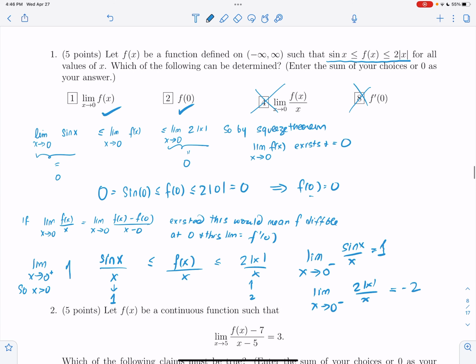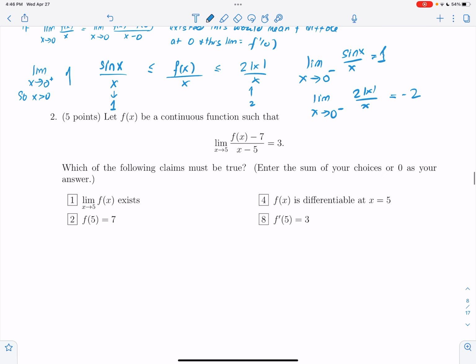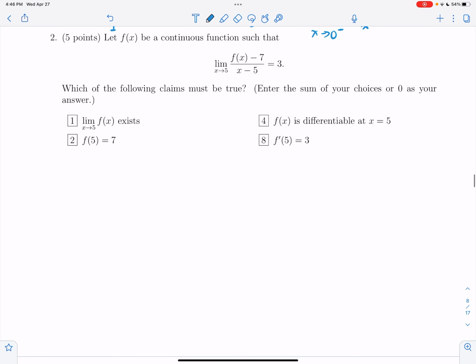Okay. All right, so let's look at this next problem. f is a function that's continuous, such that the limit as x approaches 5 of (f of x minus 7) over (x minus 5) is 3. Which of the following claims must be true? Okay, well, let's take a look. In the first place, we know that f is continuous. Of course, if f is continuous, the limit as x approaches 5 of f of x must exist. It's got nothing to do with this.